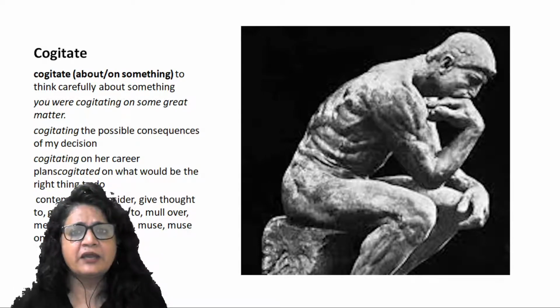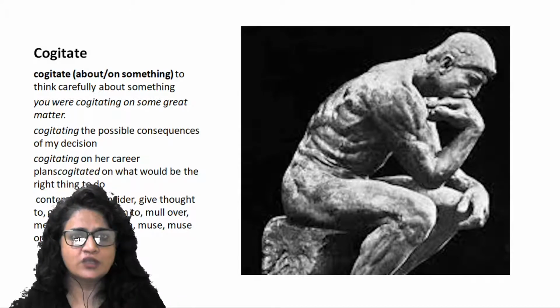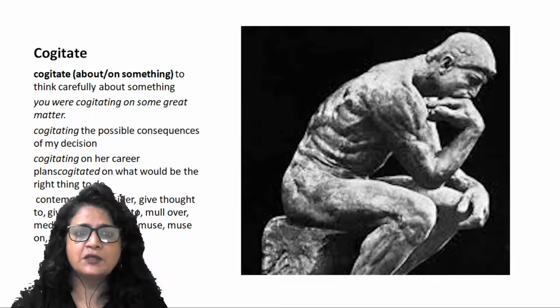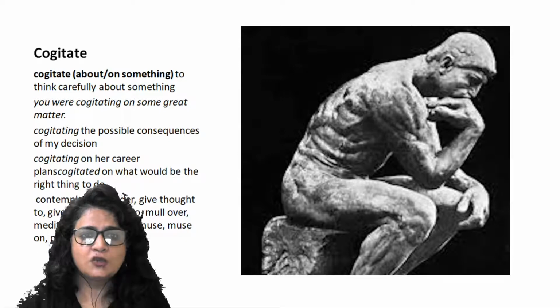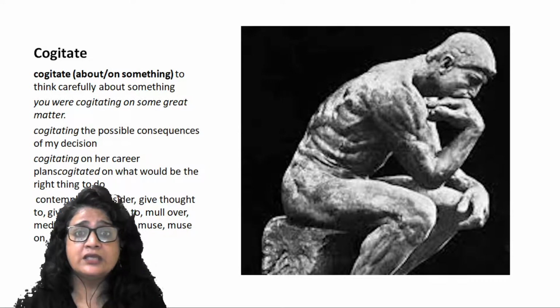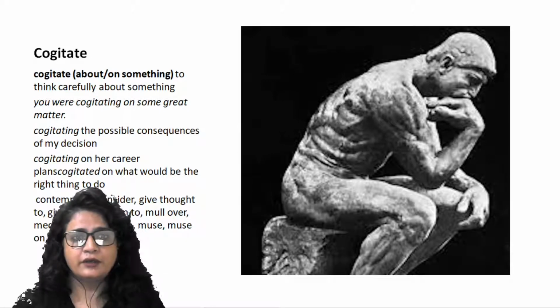जब किसी चीज के बारे में गहराई से सोचना and then take a decision is to cogitate. You were cogitating on some great matter. So that is, you were thinking about something. Cogitating the possible consequences of my decision. So thinking about what my decision is going to lead to. Cogitating on her career. She's thinking deeply about her career.